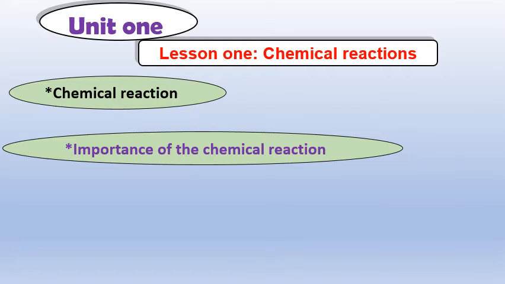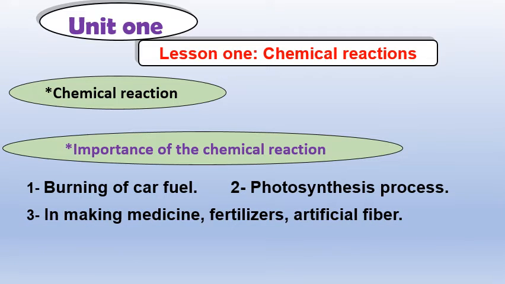Number 2, the importance of chemical reaction. You took it before in Prep 1. We can use chemical reactions in many things, such as making medicine, the photosynthesis process in plants, making fertilizers, and burning fuel in the car. The importance of chemical reaction: number 1, the burning of car fuel; number 2, the photosynthesis process; number 3, making medicine, fertilizers, and artificial fiber. Okay.